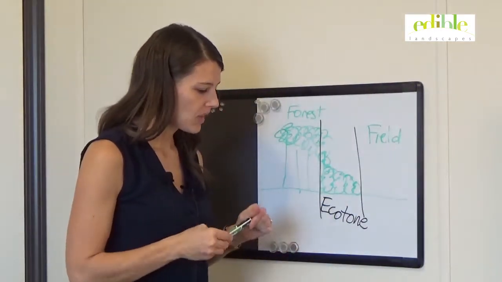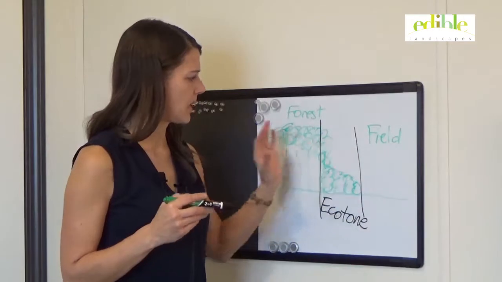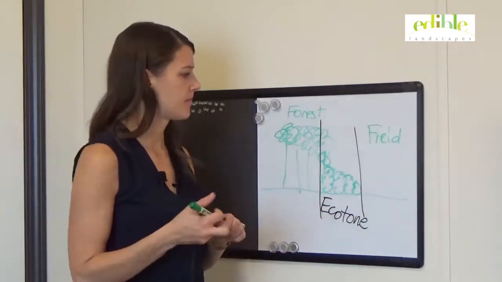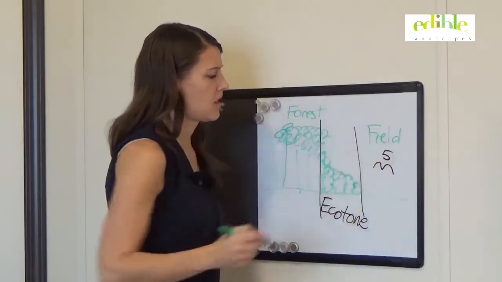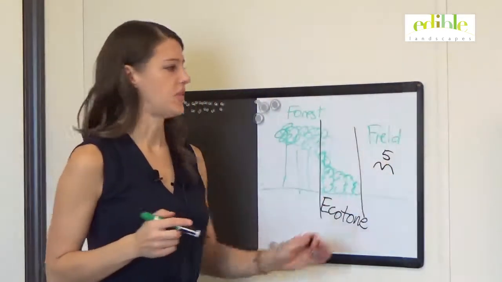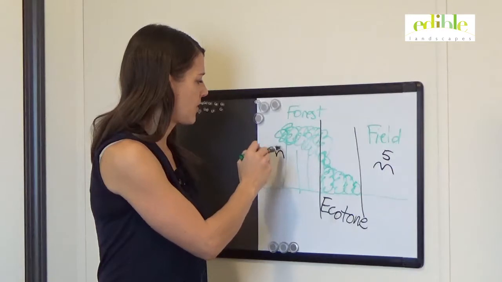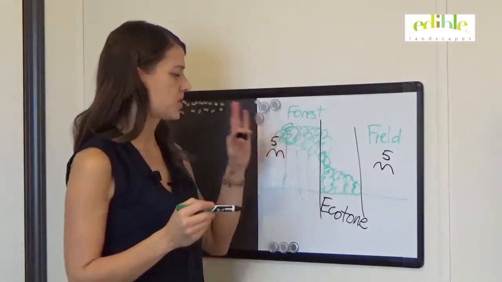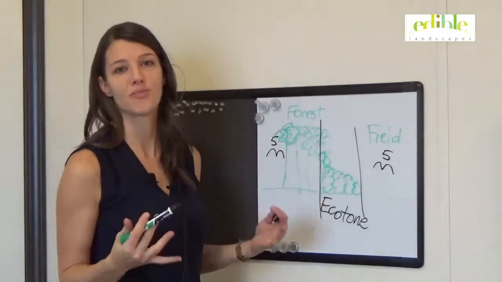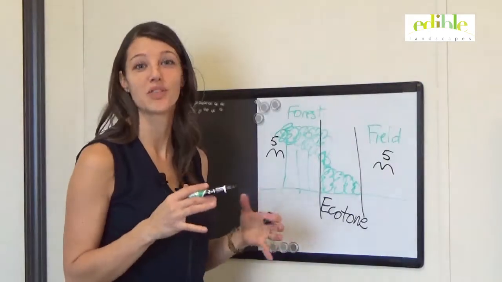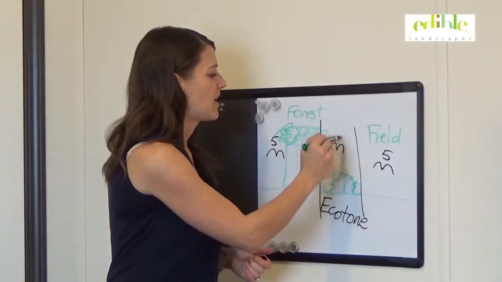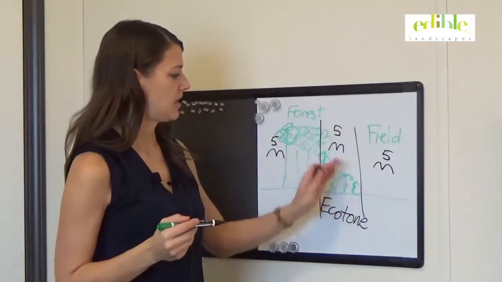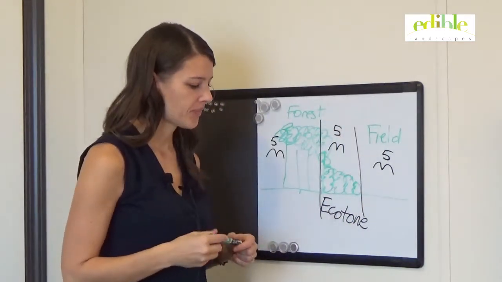And if you look at something simple like just birds in a certain region, you might have 5 birds that dwell mostly in the field. And you might have 5 birds that dwell mostly in the forest. Sorry, species of birds, not 5 birds altogether, but 5 species of birds in each of these areas. And then you might have 5 species that dwell in the ecotone area as well.